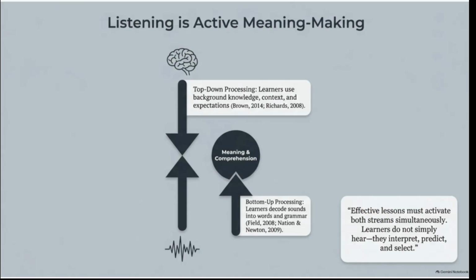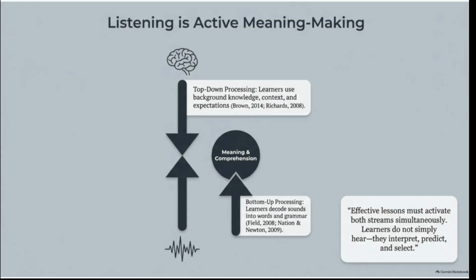Top-down processing means that learners use their background knowledge, context, and expectations to understand what they hear. For example, imagine students see a picture of a supermarket before listening to a conversation. They may already expect to hear words such as shopping, food, price, basket, or cashier. Their previous knowledge helps them predict and interpret the message.